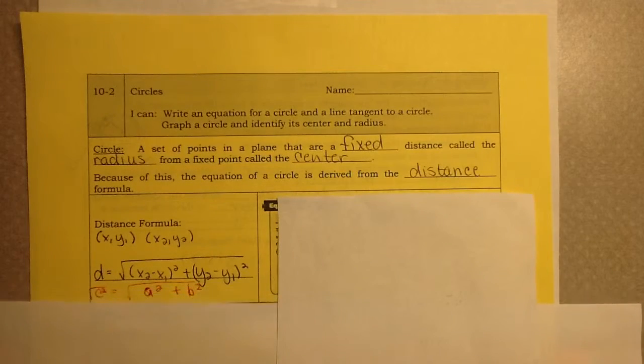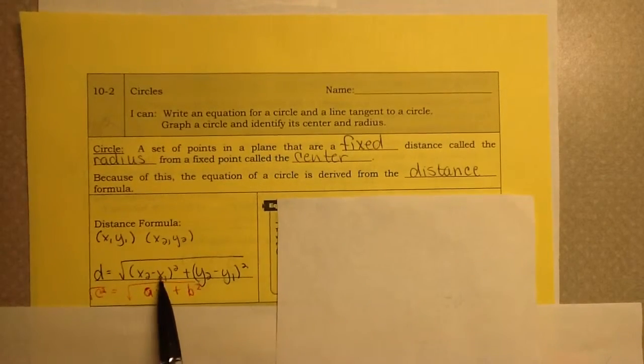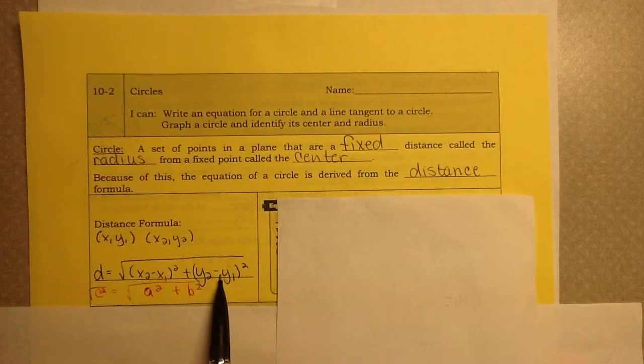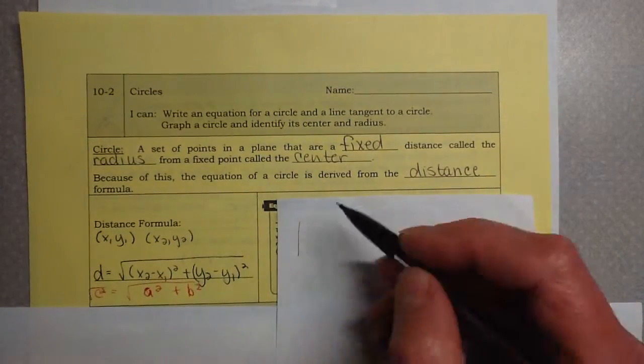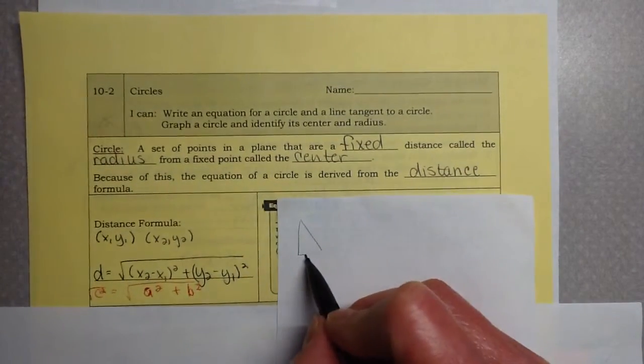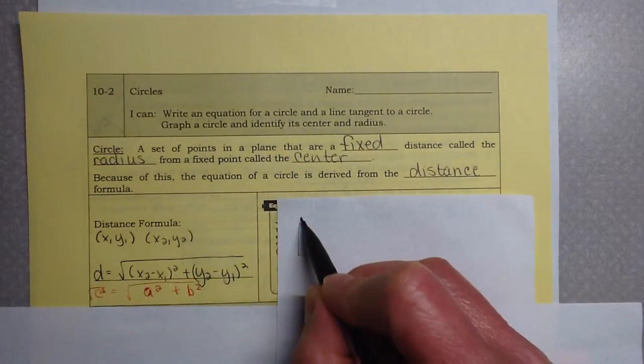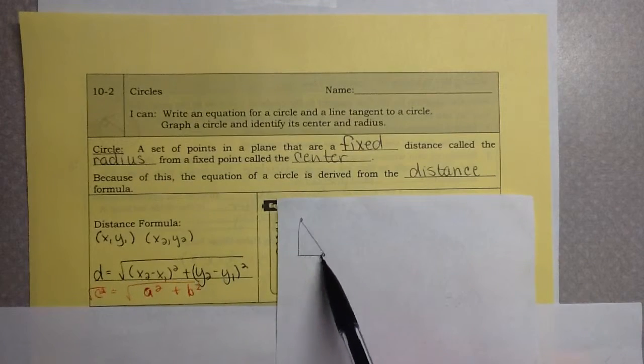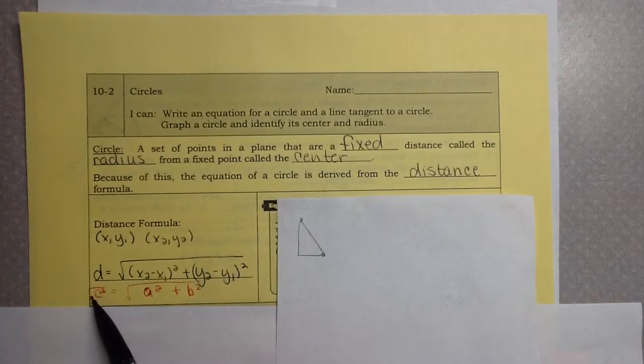Now the distance formula comes from the Pythagorean theorem. So this would be your a squared, this would be your b squared, and you would end up with c squared because you're actually finding the distance between 2 points. So you would end up with c squared, but you don't want c squared, you just want the length of that. So that's why it just is d, because we took the square root of c squared.